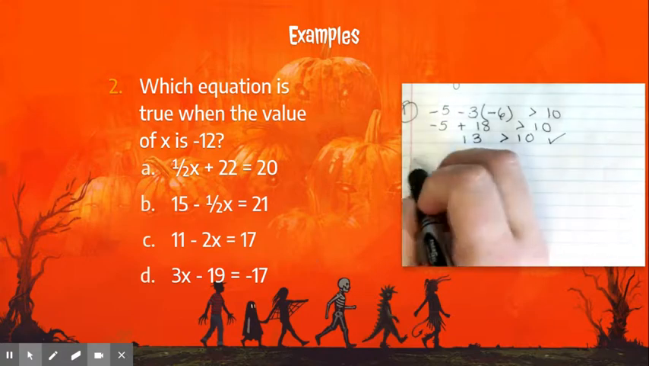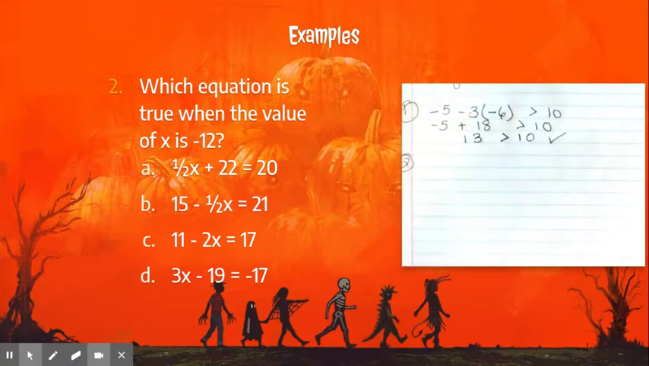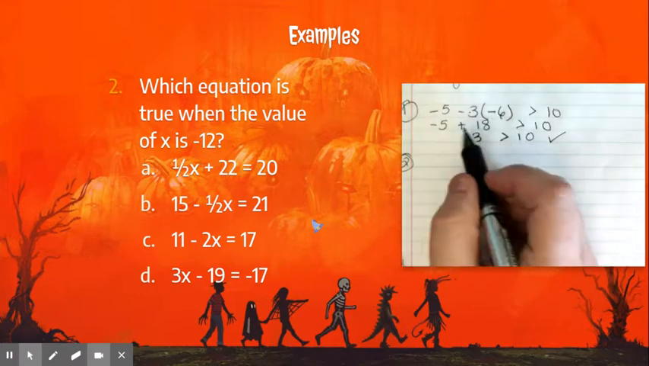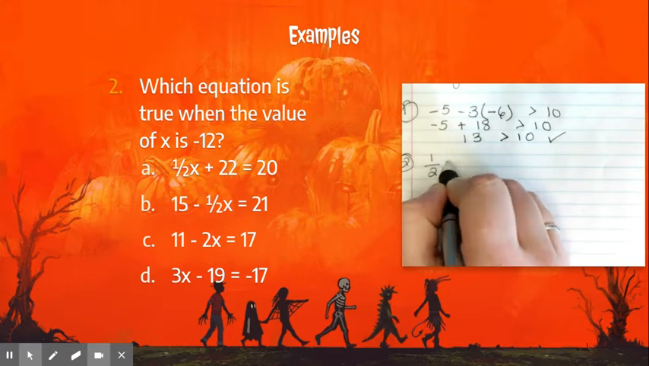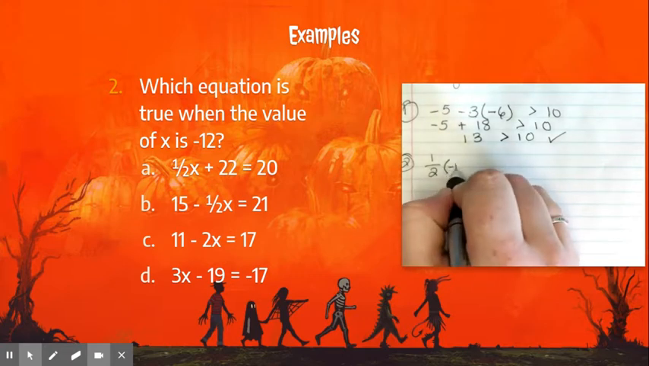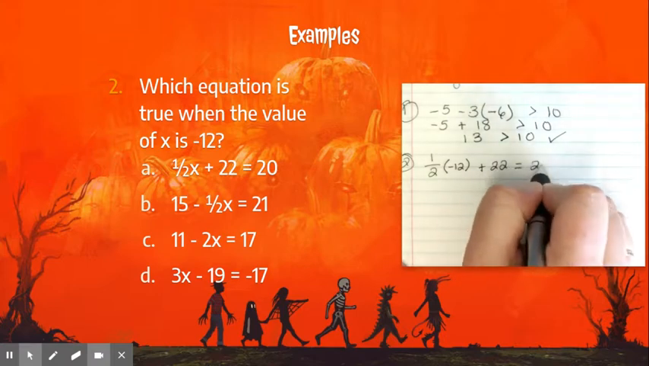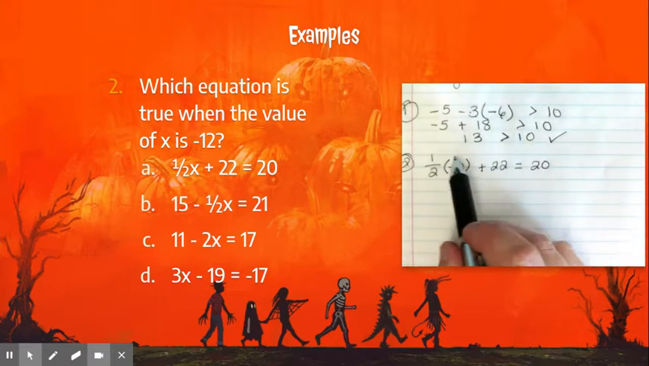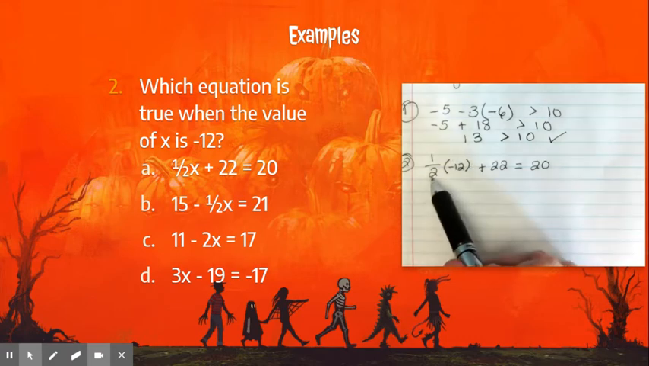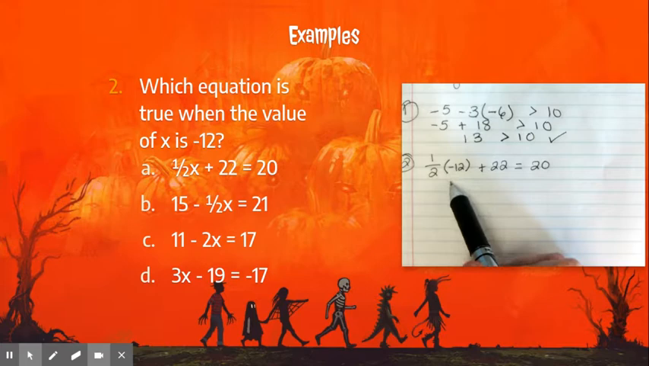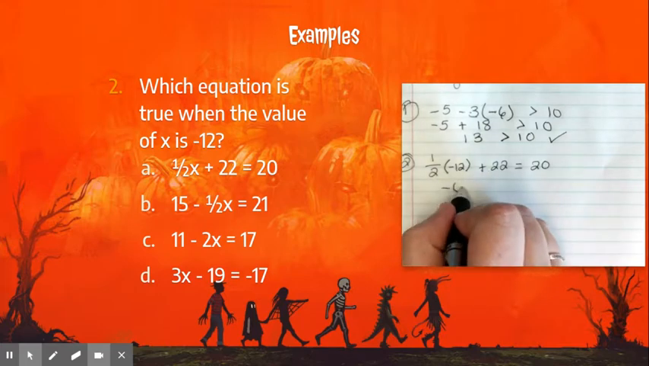Number 2. Which equation is true when the value of x is -12? Okay, so we're going to put -12 in for x. We have 1/2 times -12 plus 22 equals 20. So 1/2 times -12. Anytime I'm multiplying a number by 1/2, that means I'm just dividing it by 2. So -12 divided by 2 is -6, because that's a negative and that's a positive, so it stays negative.